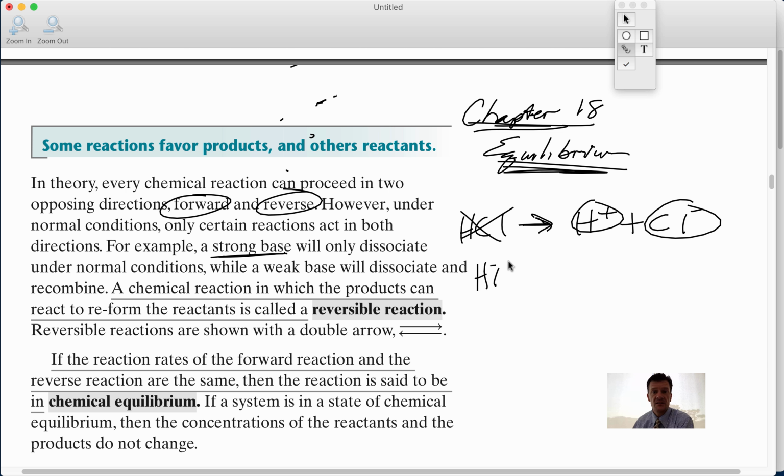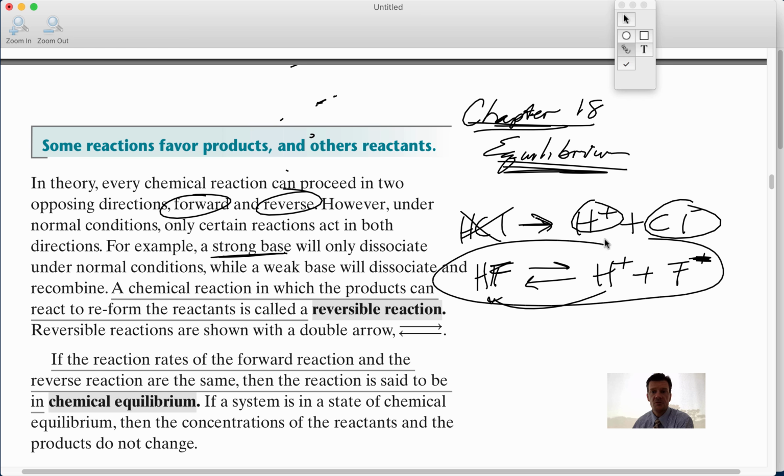Whereas a weak acid, like this one, hydrofluoric acid, will go one direction, but it'll also go the other direction. So these ions are formed, but also those ions turn back into the original compound. So that's a weak acid. It only partially dissociates. That would be the difference between those two. We're looking at reversible reactions now in this chapter. So a chemical reaction in which the products can react to form reactants, it goes both directions, that is a reversible reaction, and that is denoted by the double arrow.